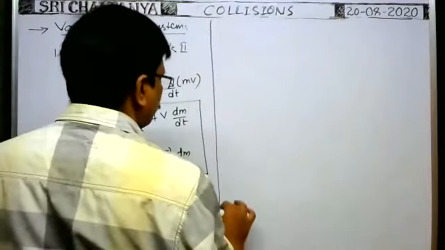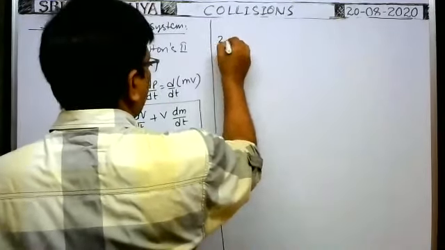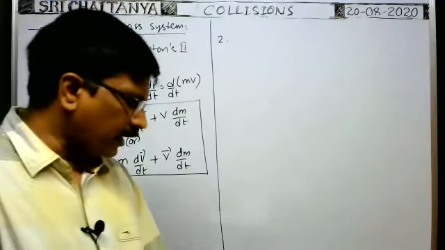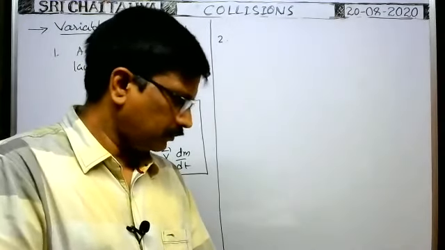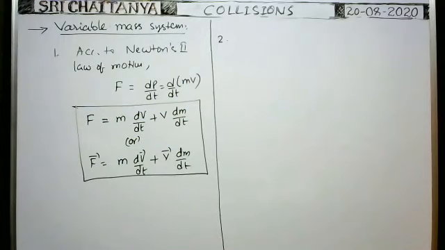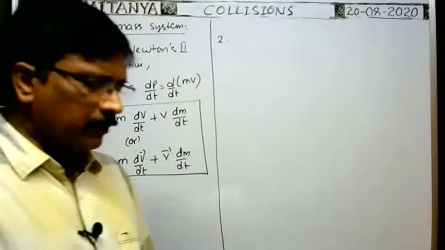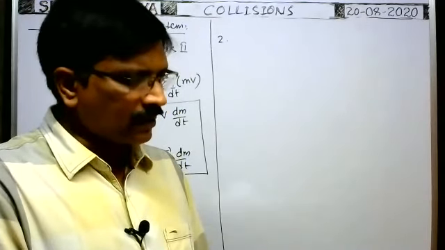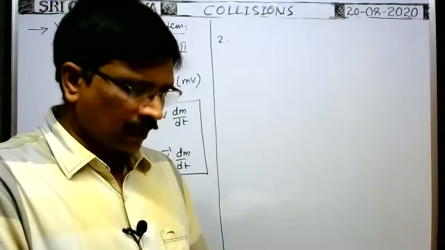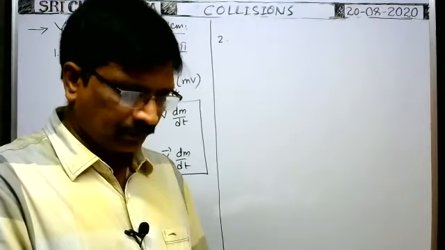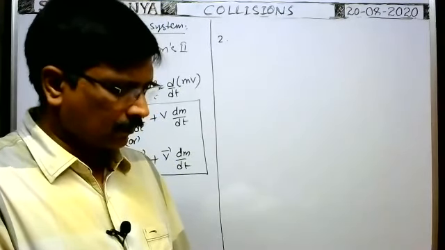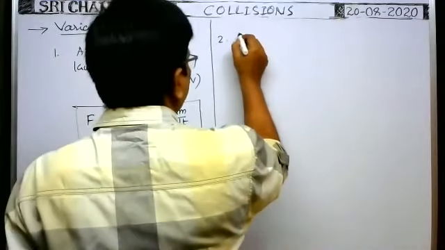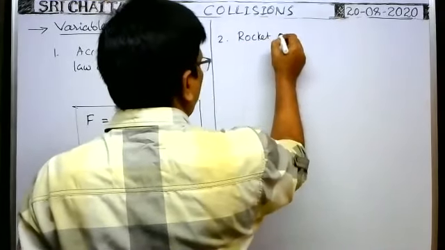Okay, now second one. In case of variable mass system, because of variable mass, whatever the thrust acts on the body in different cases, we have to discuss the concept. Okay, so here, second one, we have to discuss the rocket propulsion. That is very, very important. Rocket propulsion.